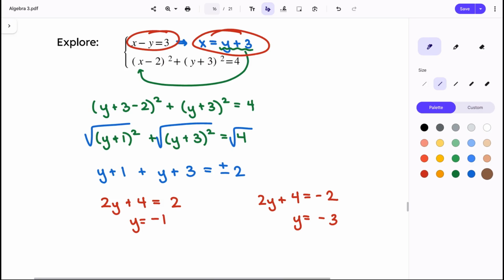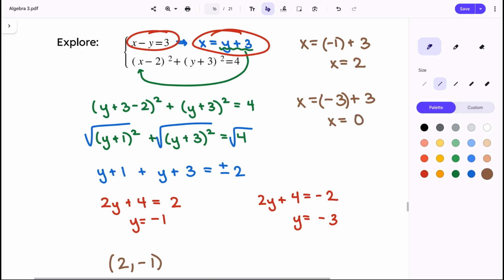So if we plug in a negative 1, so if we do negative 1 plus 3, what's that x value going to be? 2. So that solution would be a 2, negative 1. Make sure you put it in the right order. X comes first. And then we would have a negative 3 going in for the y. What would that x come out to be? 0. How would we write that as a coordinate? Good. 0, negative 3. Very good. There's your two answers.